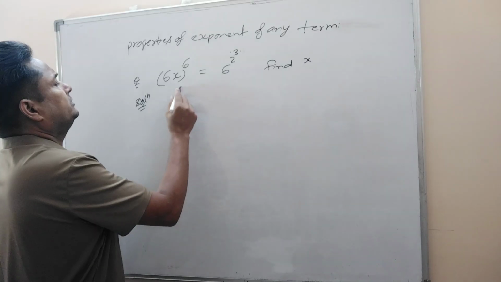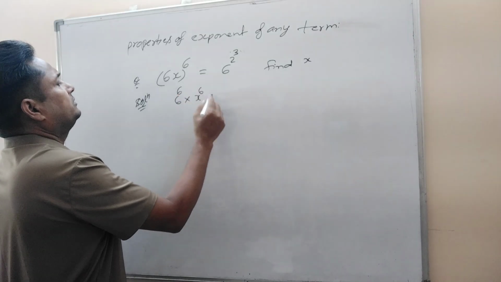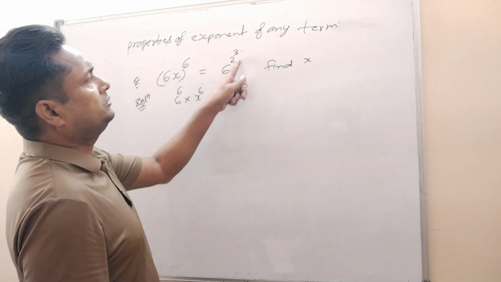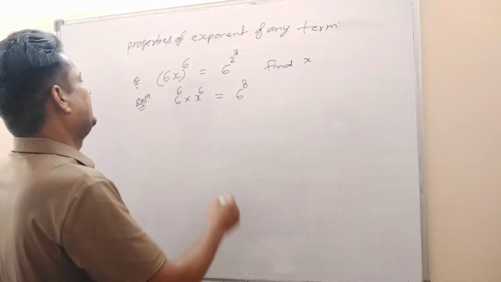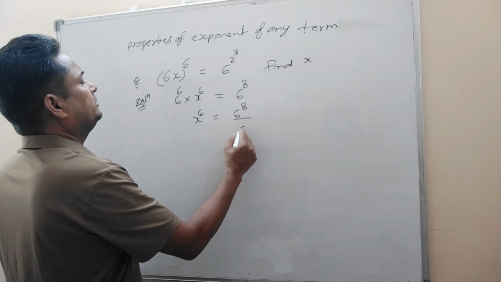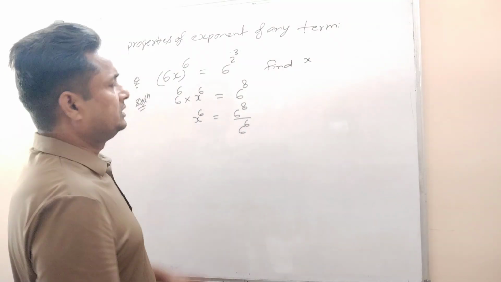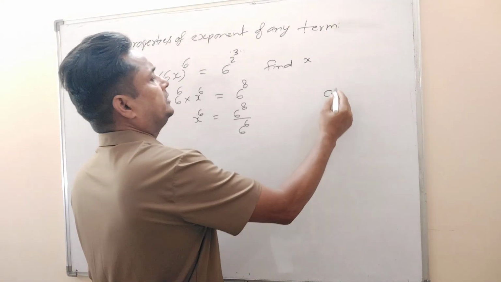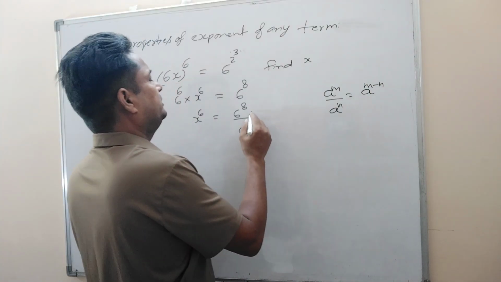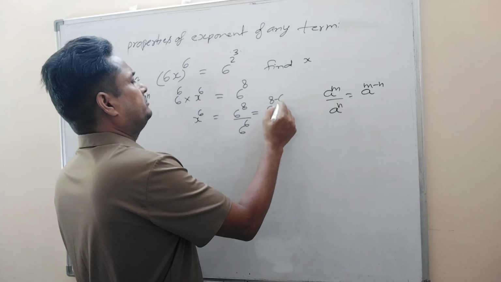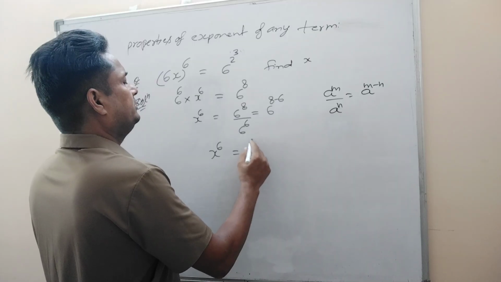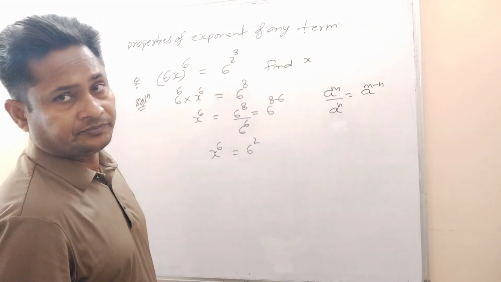This can be written as 6 to the power 6 into x to the power 6 is equal to 6 to the power 8, since 2 to the power 3 can be written as 8. So now x to the power 6 is equal to 6 to the power 8 divided by 6 to the power 6. Use this property, a to the power m by a to the power n is equal to a to the power m minus n. So this will be 6 to the power 8 minus 6. So x to the power 6 is equal to 6 to the power 2.